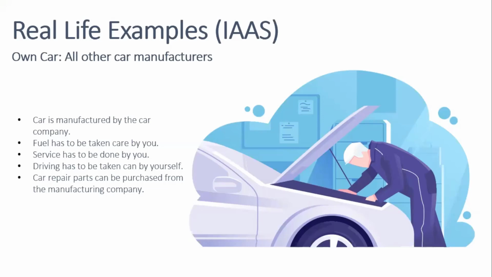So if we consider the car as an infrastructure, that infrastructure is provided by the service vendor or service provider, and the maintenance of that infrastructure will be taken care of by us. In the same way, once the car is provided by the company, we are responsible for the maintenance of that car. So this is the real-time example of infrastructure as a service.